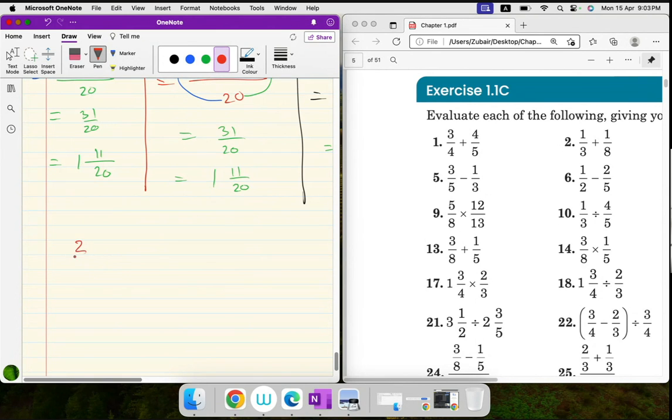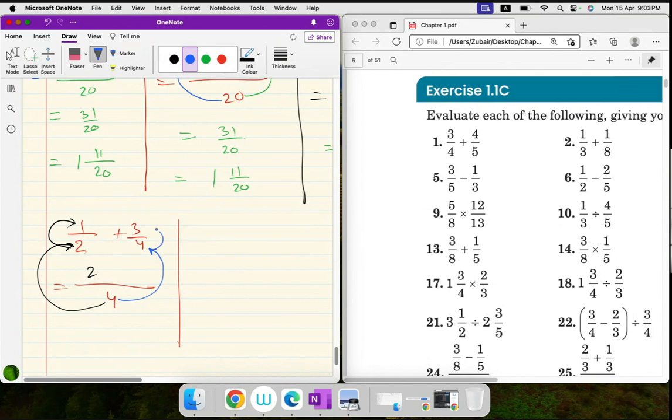For example, we have 1 by 2 plus 3 by 4. Now we know if we go for the LCM, the LCM would be 4. Any doubt that the LCM is 4? No. 4 divided by 2 is 2, and 2 into 1 is 2. And then 4 divided by 4 is 1, 1 into 3 is 3. So I'm getting 3 over 4.